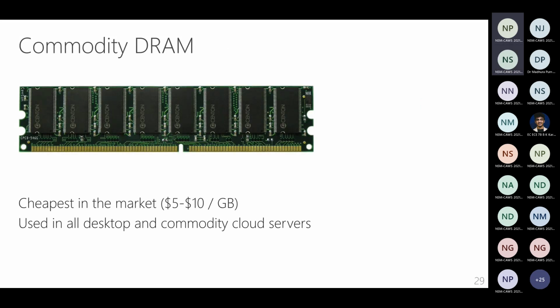This is the commodity DRAM, which we have been discussing extensively, and this is the cheapest in the market, roughly around $5 to $10 per gigabyte. It's used in all desktop, laptop systems, commodity cloud servers, everything uses commodity DRAM, and the fact that this is commodity essentially means that there is not much profit margin for DRAM manufacturers in selling these modules, and as a result, any improvements that we try to make to commodity DRAM to get lower latency or higher bandwidth, it's going to be extremely hard for us to push DRAM manufacturers to actually implement them.